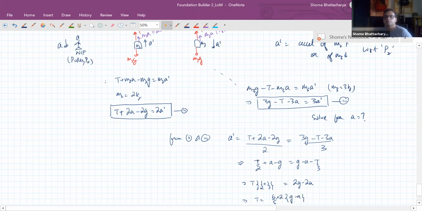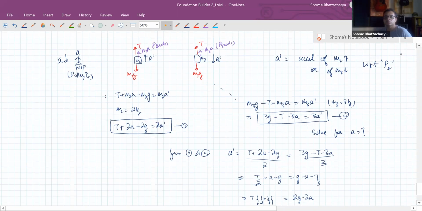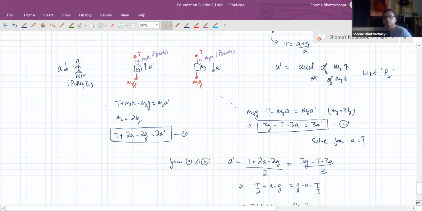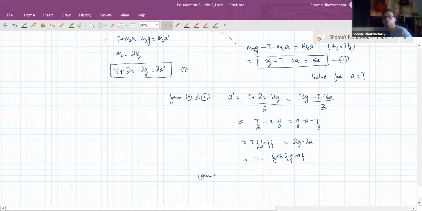Now compare with equation 1, so you'll get the value of A. From equation 1, you can see that T is equal to A plus G by 2. Substitute that here. So that should be equal to this. It should be equal to 12 by 5 into G minus A.